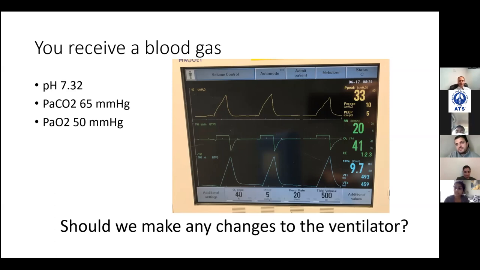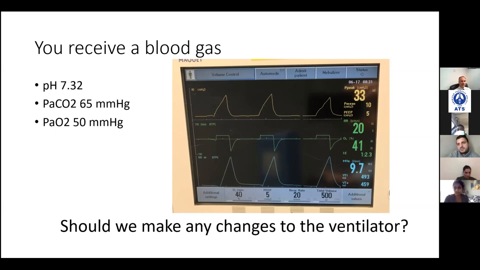What we care is that it's at least 55, because that's going to correlate with a saturation of probably somewhere around 88, 89, right? Which we think is sort of the threshold of safety for the brain and the heart and the kidneys, the ones that are really oxygen hungry, okay? So we are not happy with a PaO2 of only 50. Everybody agree? Okay, in our ARDS patient.